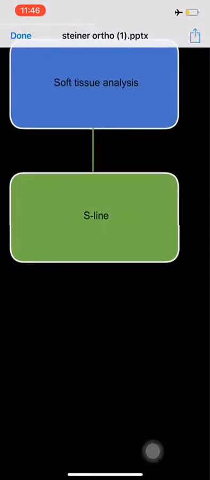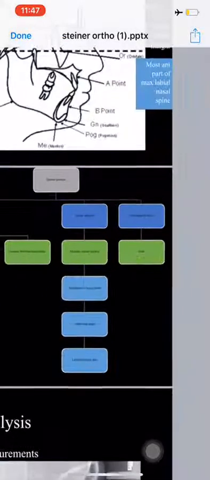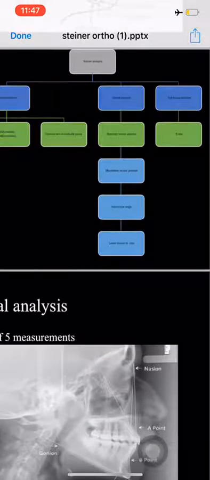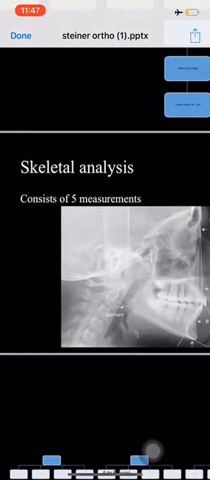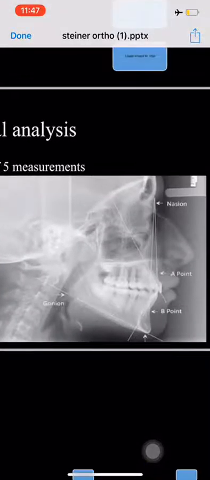While in the soft tissue analysis, we conduct the S line. This S line represents soft tissue analysis for aesthetic reasons. After that, we can see the skeletal analysis consists of 5 measurements. Here in this cephalometric tracing, we can see SNA, SNB, and the difference between them, A and B angle.